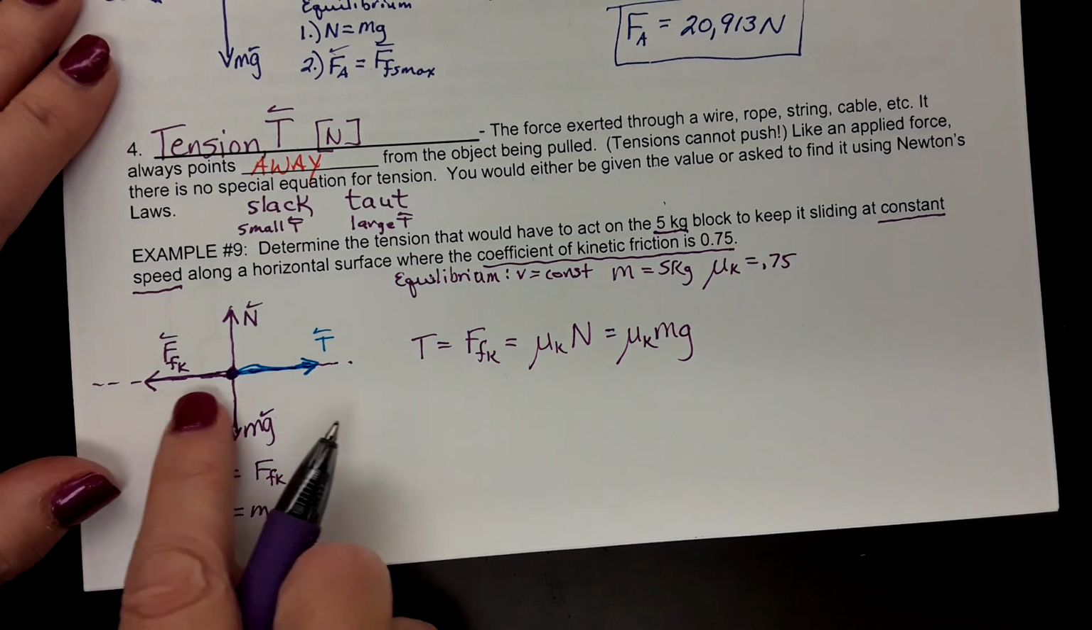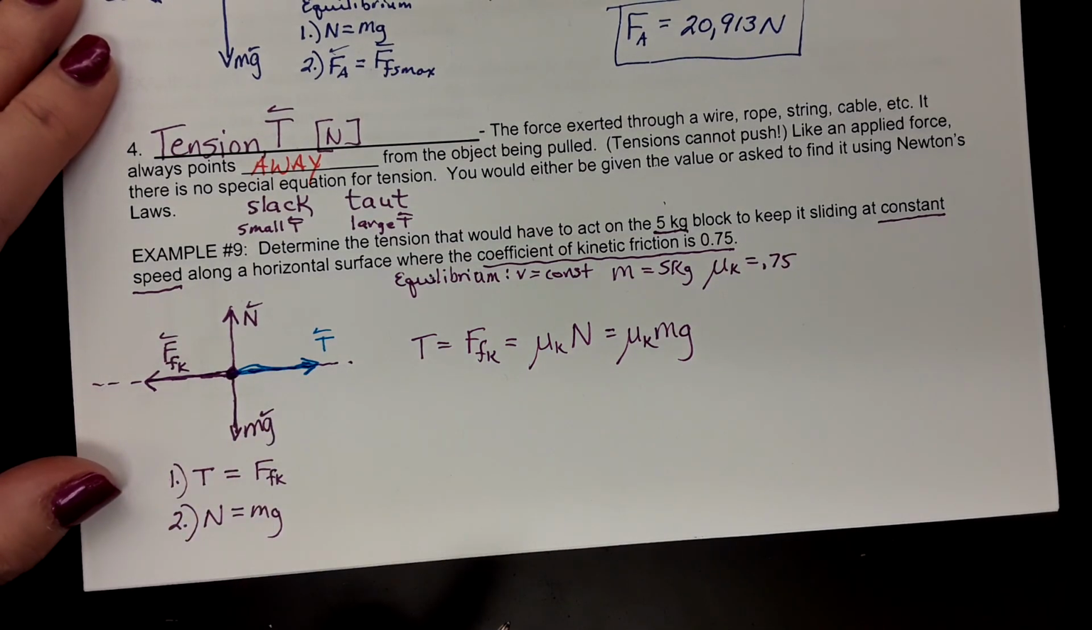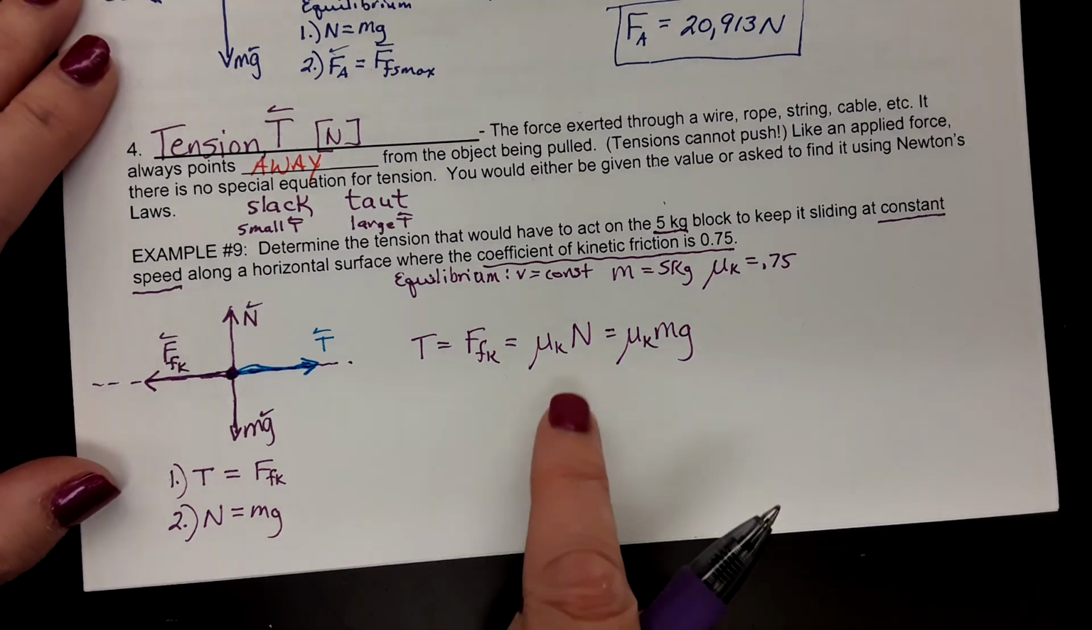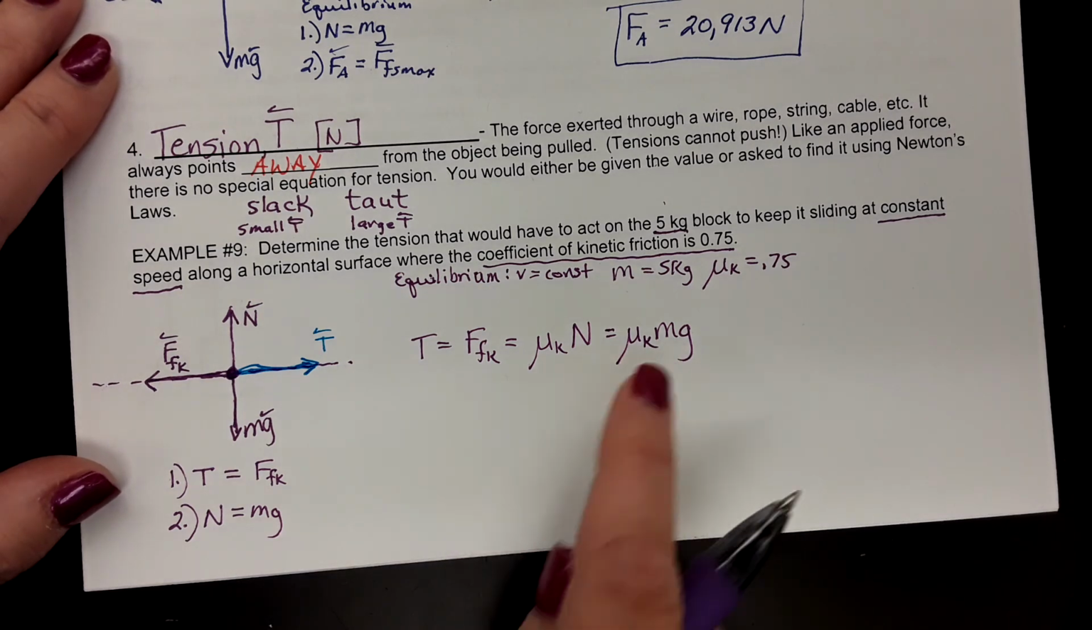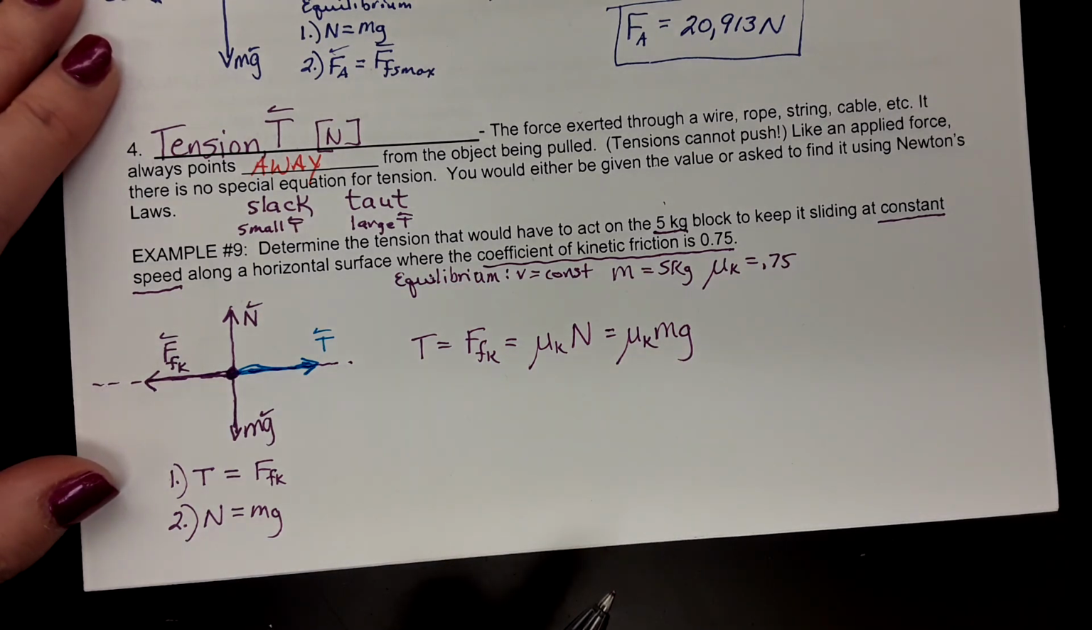Now remember, I can only do that on a horizontal surface. If the surface is vertical or on an incline, I cannot say N equals mg. So don't get it in your head that the normal force is always mg. It is not always mg. Be careful. Don't fall into the trap.